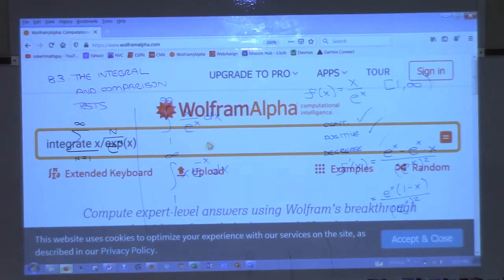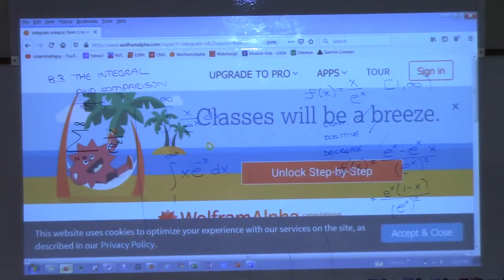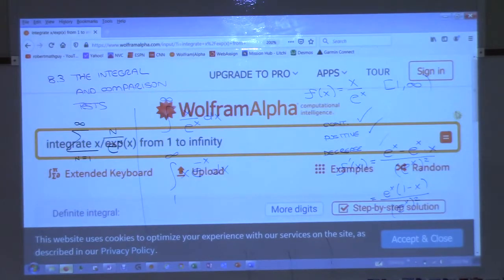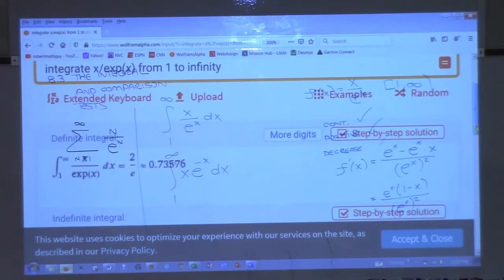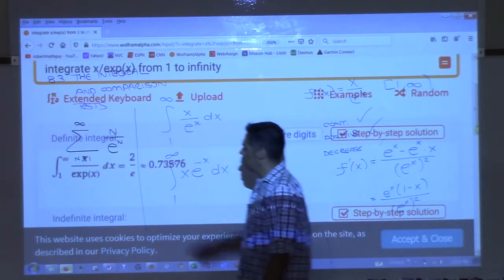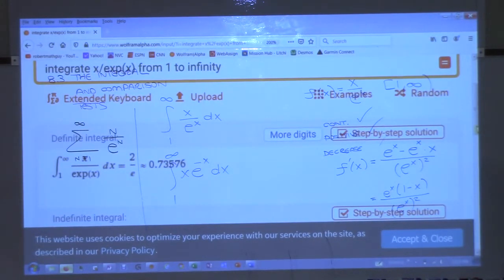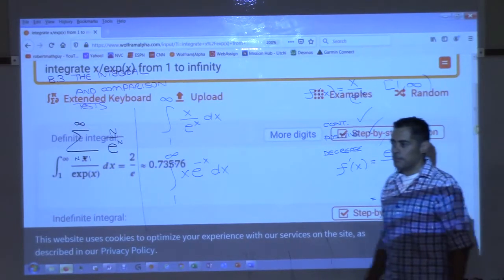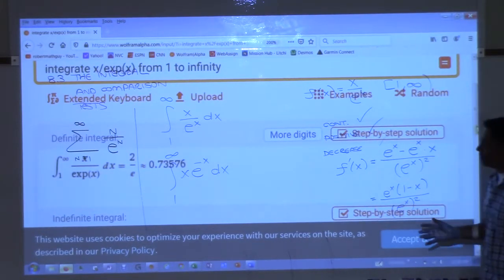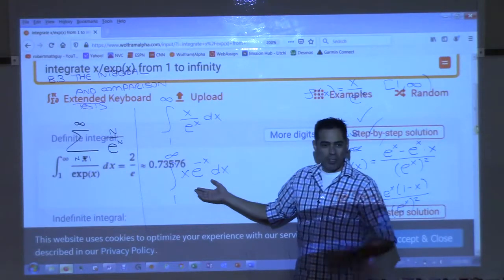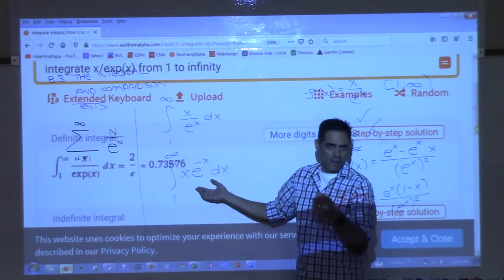x over e to the x, okay, so from 1 to what? Infinity. It converges. It converges to 2 over e. So after you go through your integration by parts, you'll get a nice number as an answer, and that means it converges. That means the original series converges. I'm not going to have time in class to do this, but if you do this integral, you should get 2 over e. And that's enough for you to say it converges.